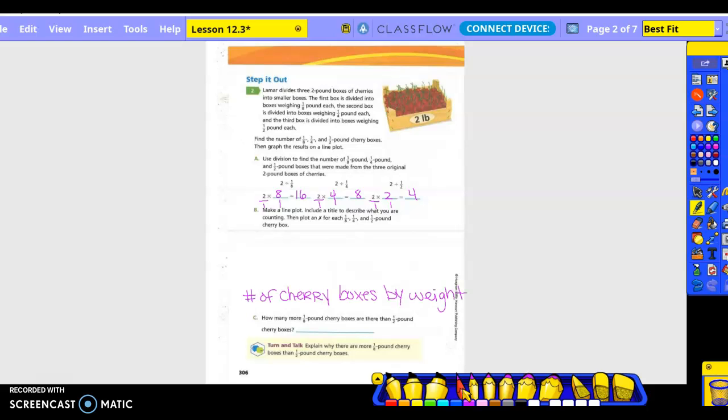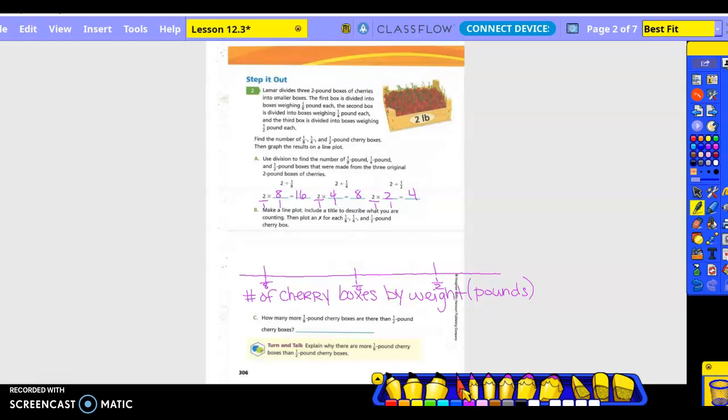Okay, and then usually when you say that, do we have a specific measurement? What's it in? In pounds, right? So we're going to go ahead and say pounds. Okay, then we're going to have our line. Okay, and then we have 1/8. We have 1/4. And we have 1/2. So we went smallest to largest with our weights, right?